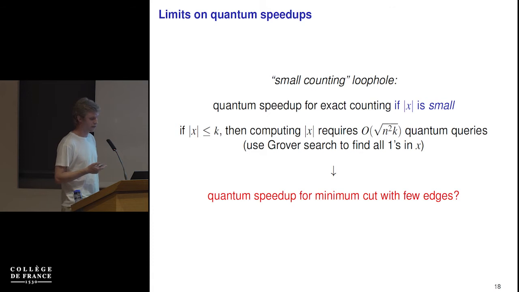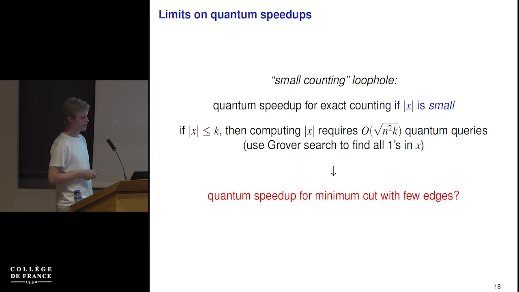So this raises the question, can we get a quantum speedup for minimum cut if there are not many edges involved in the minimum cut? And this seems like a not particularly interesting question, but it turns out that actually it is.